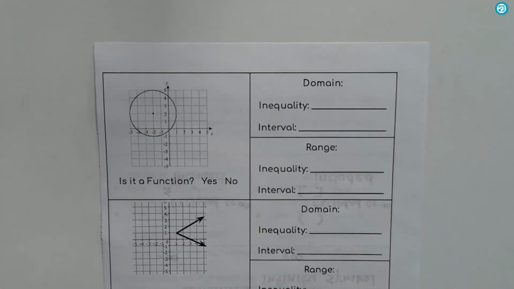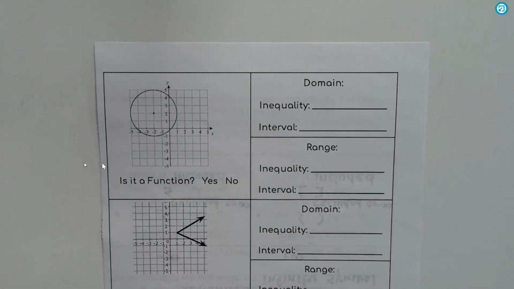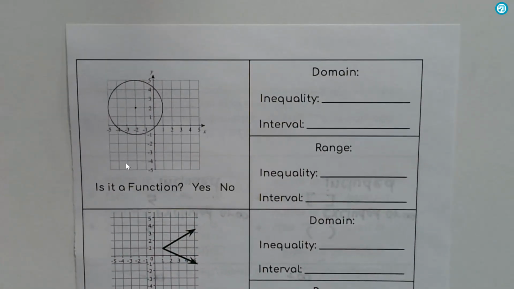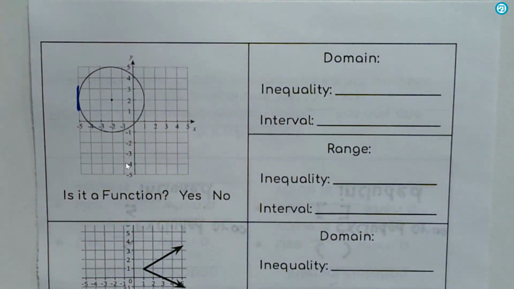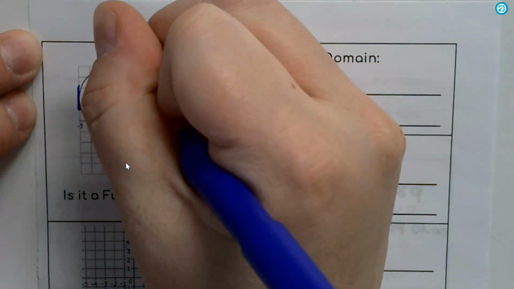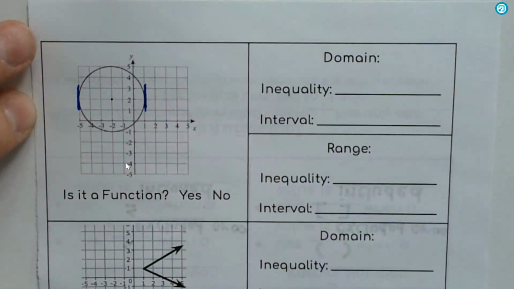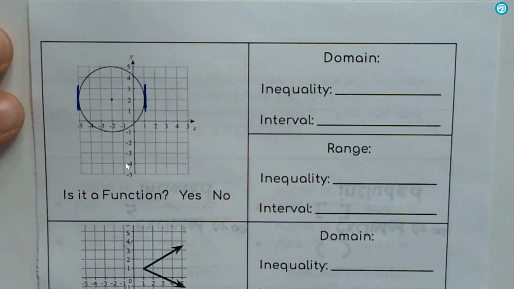So for this very first one, we want to look at our shape, and we want to look from left to right for domain. So I'm going to put a little line. The furthest left it goes is right there. So the furthest left my graph goes is -5. The furthest right my graph goes is +1. So I'm just seeing where it fits in from left to right.